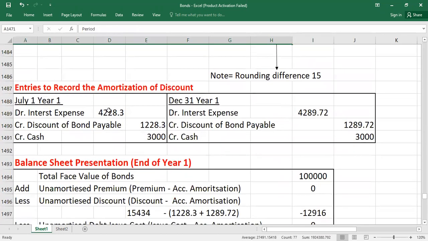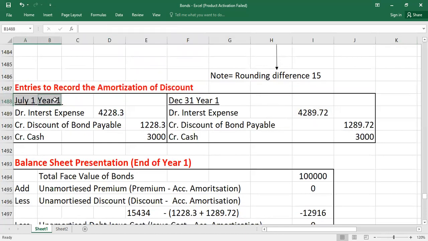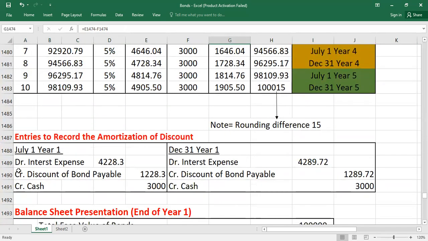So here we go. First we need to understand the entries to record the amortization of discount. So what is the entry? Please note, on July 1 year 1, I mean after the first 6 months, you will make a debit to interest expense by using the interest expense column. Let me show you. This is interest expense. Debit interest expense. Then the credit will go to discount on bonds payable, because discount was a debit. Now you will make it a credit.